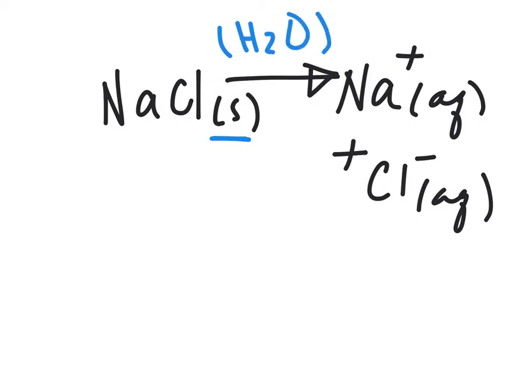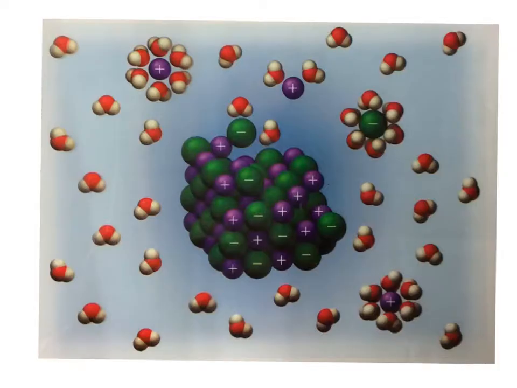Sometimes we write that over the arrow. But the way we can tell is that on the right-hand side of the equation, so the left-hand side is the before and the right-hand side is the after, now we have aqueous, which tells us we have dissolved the sodium chloride. And what you see happening here is that the sodium chloride started out as a molecule that was together, but after dissolving, the ions that compose that molecule have broken apart.